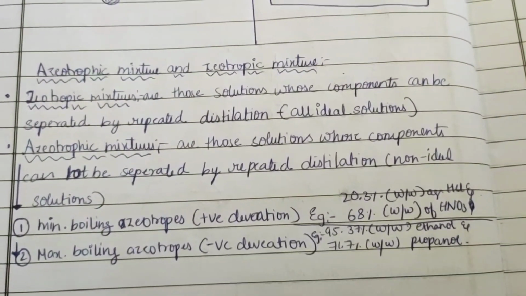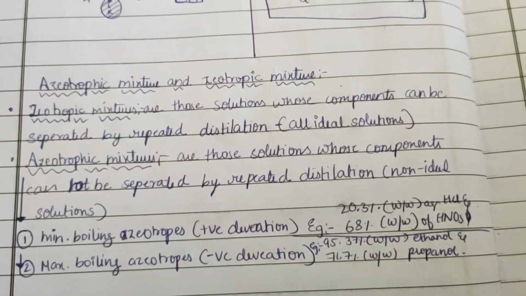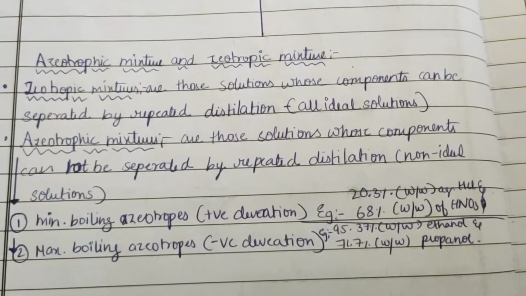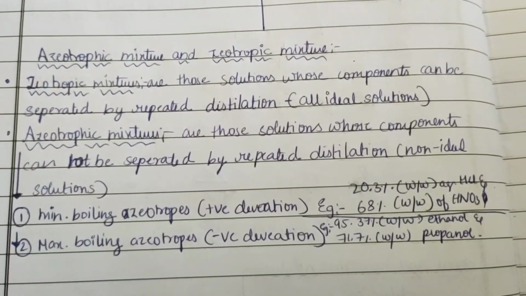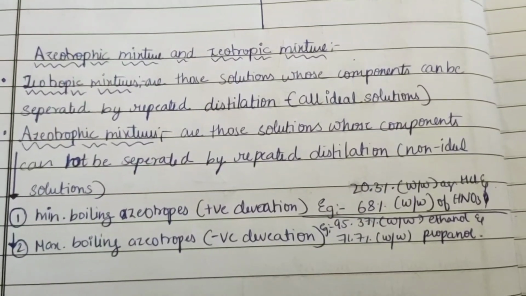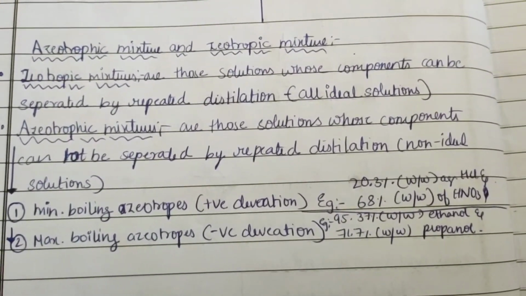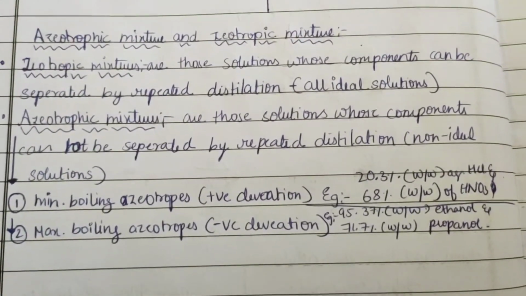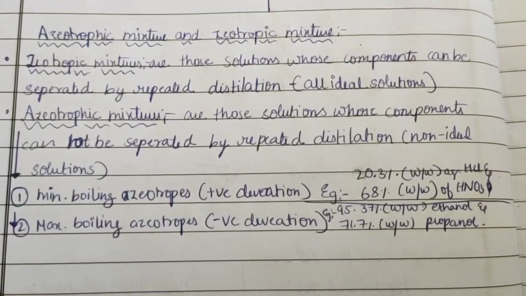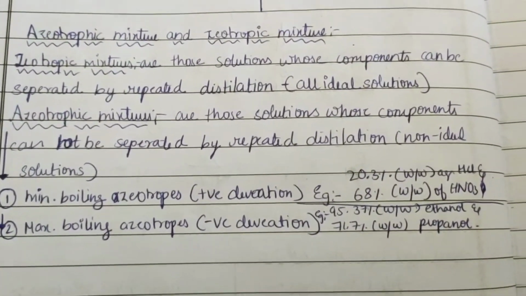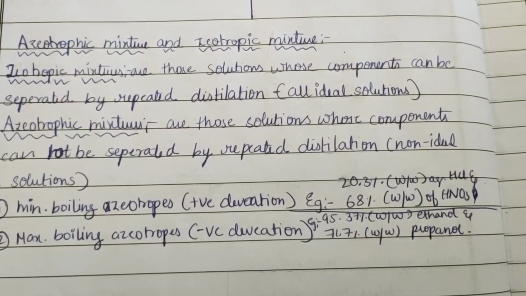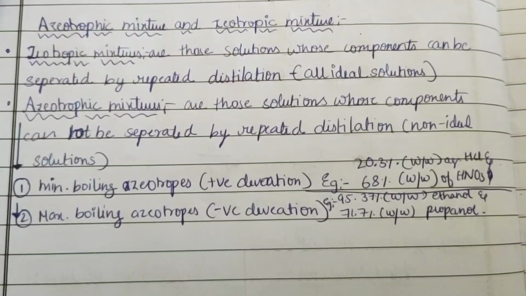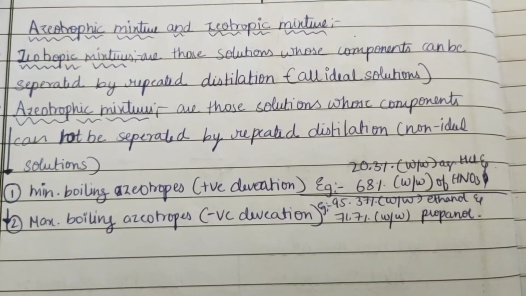Now let us discuss azeotropic mixtures and zeotropic mixtures. Zeotropic mixtures are those solutions whose components can be separated by repeated distillation. It is shown by all ideal solutions. Then azeotropic mixtures are those solutions whose components cannot be separated by repeated distillation. Non-ideal solutions show this type of azeotropic mixture. There are two types. Minimum boiling azeotropes, that means they have positive deviation. Example, 20.3% weight by weight of HCl and 68% weight by weight of HNO3. Then maximum boiling azeotropes, which have a negative deviation.